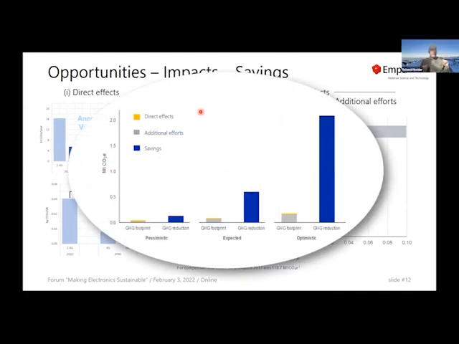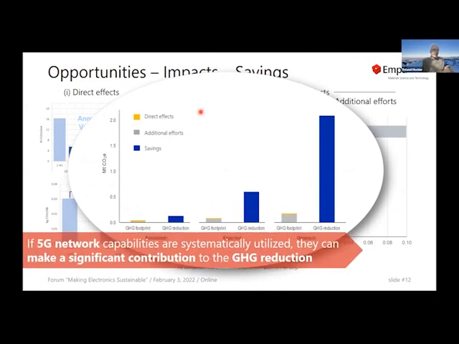If I combine all these together, direct effects and additional efforts, and put this against the savings you see here for the 3 scenarios, what we can clearly see is that the 5G network capabilities can make a significant contribution to reducing greenhouse gas emissions.